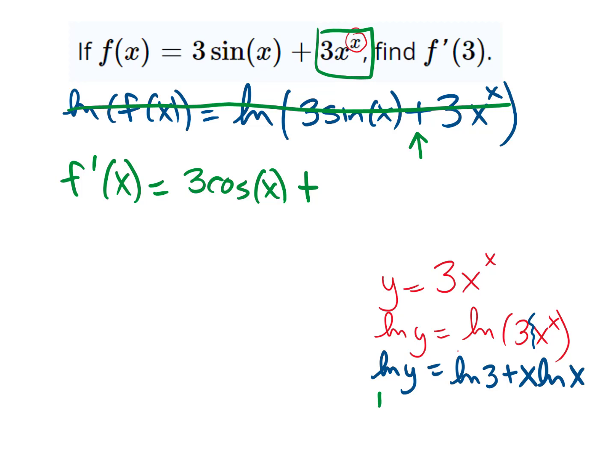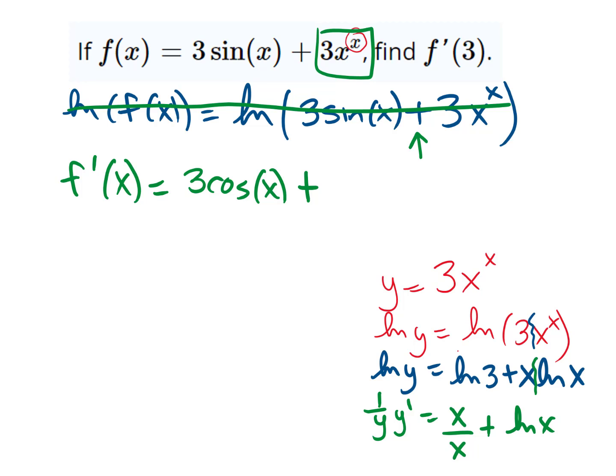ln y's derivative is 1 over y times the derivative of y. The derivative of ln 3 is just 0 because ln 3 is just a constant. The next one I have a product, so I need a product rule. First times the derivative of the second. The derivative of ln x is 1 over x, plus the second, which is ln x, times the derivative of the first, and the derivative of x is 1. So this is my derivative.